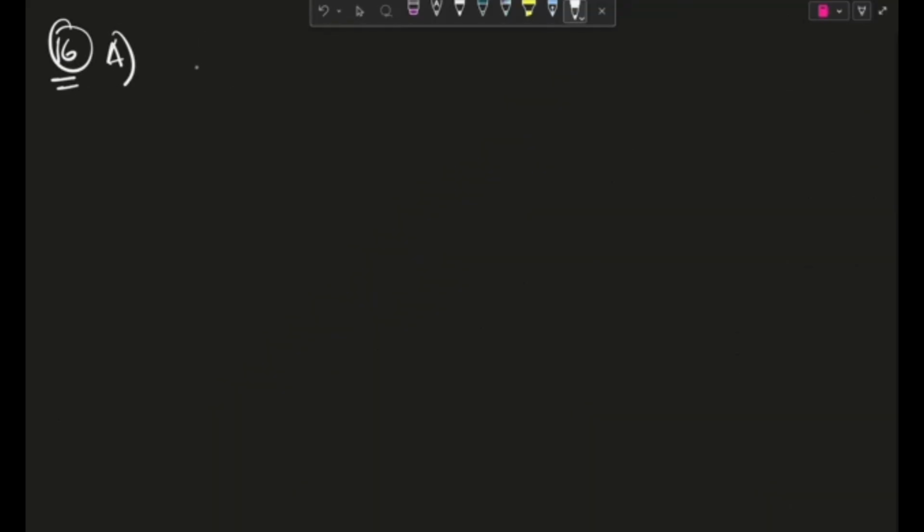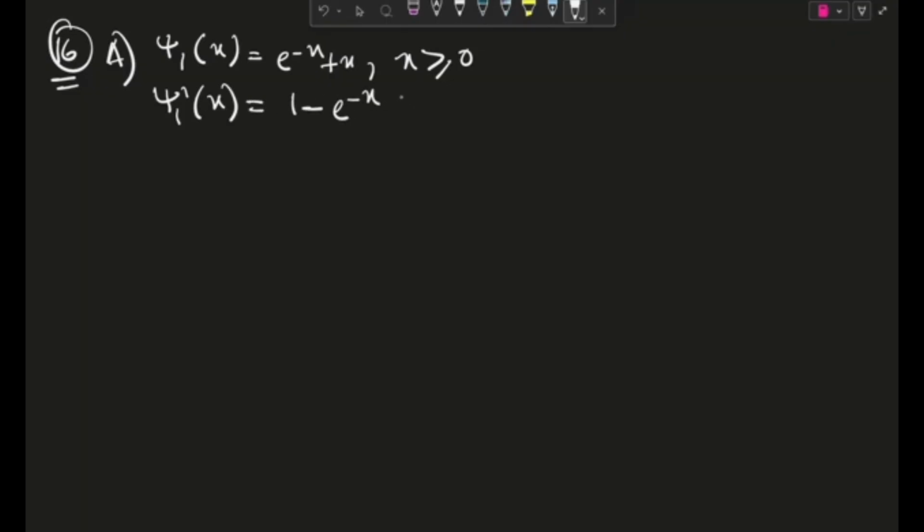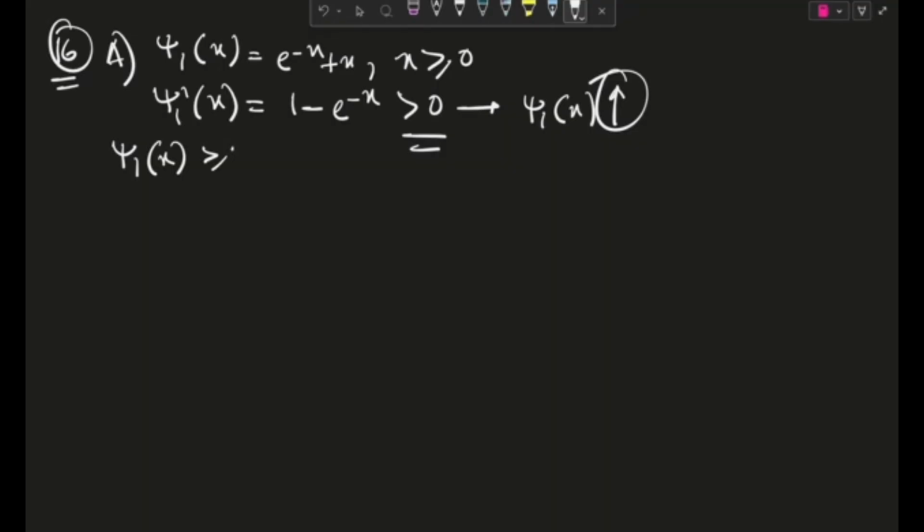So going towards option A. We had our xi1 of x, which is equal to e power minus x plus x for x greater than or equal to 0. If you observe our xi1 dash of x, although we have already calculated it, I am writing it again: it is 1 minus e power minus x. So this is greater than 0. Why? Because e power minus x is 1 by e power x, a quantity which is 0 point something. So this thing is positive, which means xi1 of x is an increasing function. And since xi1 of x is an increasing function, xi1 of x will obviously be greater than or equal to xi1 of 0.